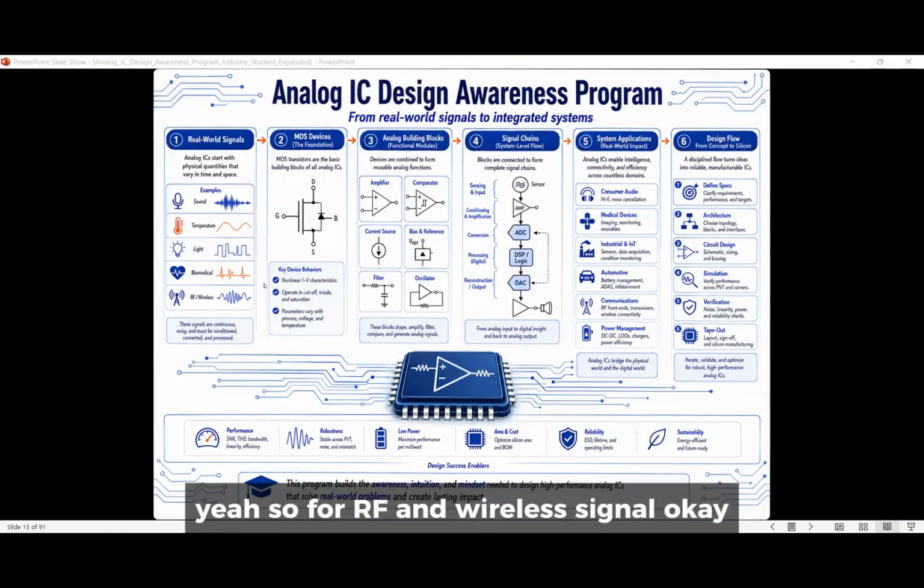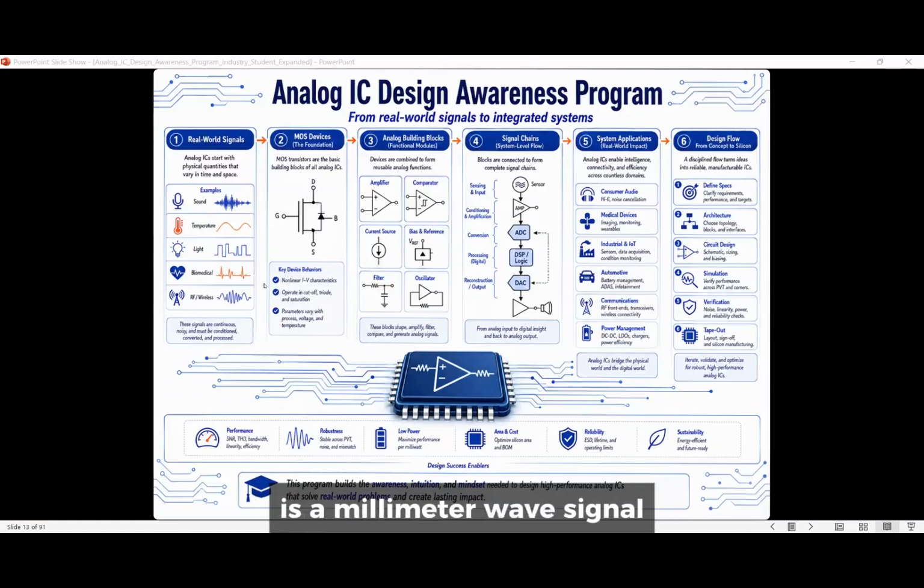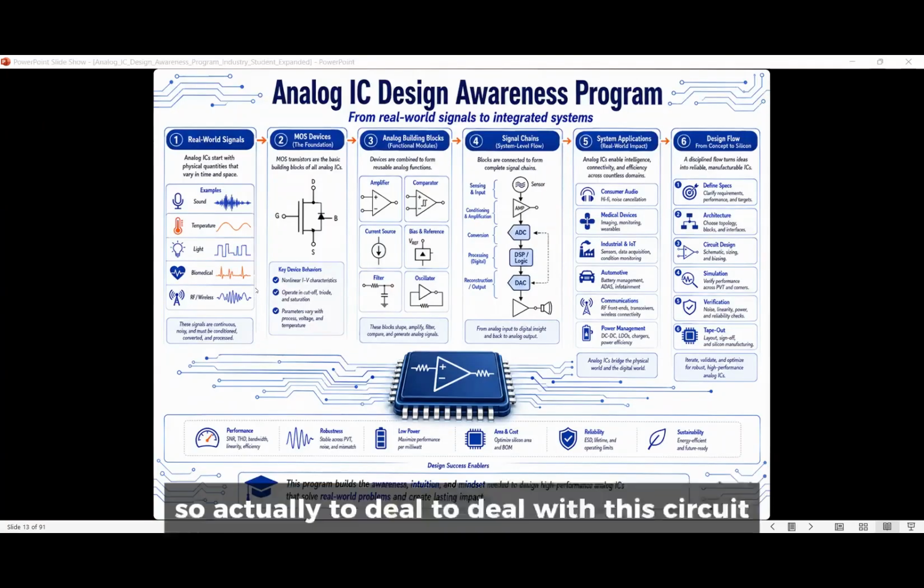So for RF and wireless, this signal is a high frequency signal. For 5G and 6G, it is a millimeter wave signal. So it's already beyond or approaching the cutoff frequency of one transistor. So to deal with this, we have to design multiple stages of the amplifier. So the circuit is already very large and also consumes lots of power.